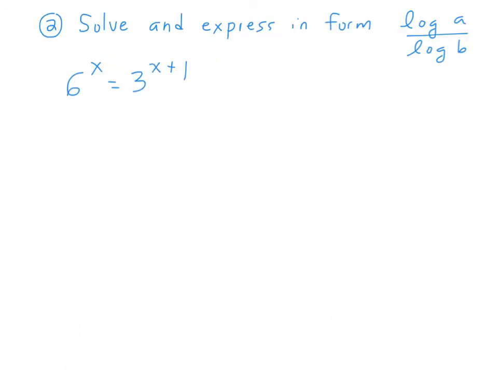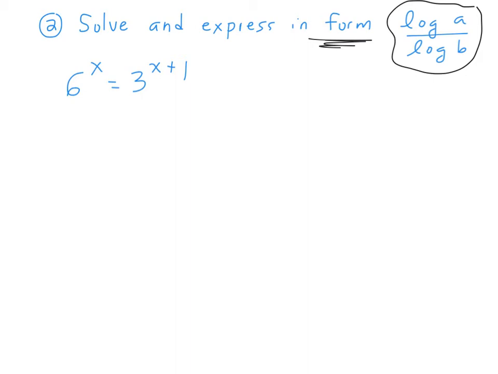Okay, here's another example. Again, we're looking to solve, but this time we're looking to express it in the form log of A over log of B. So we're told that fact, so we're not going to express our final answer as a decimal. We must leave it in the form that they specify. Well, notice in this equation, again, we have a 6 and a 3 for our bases. There's no way to rewrite this with a common base. Please don't tell me that 6 is 3 squared.